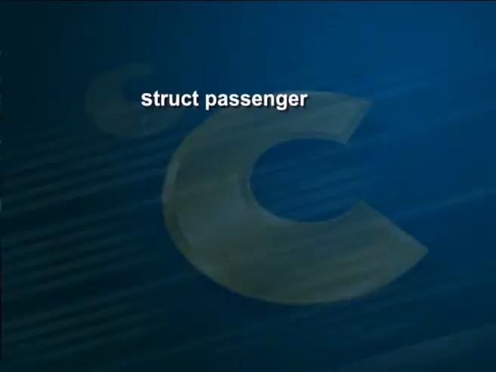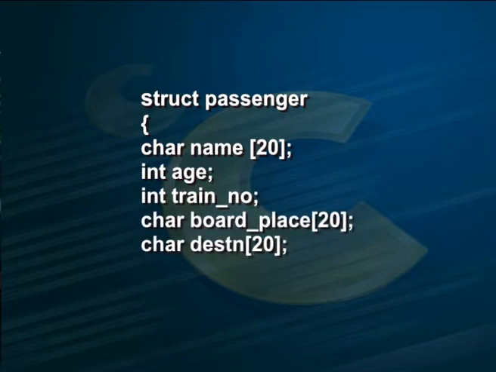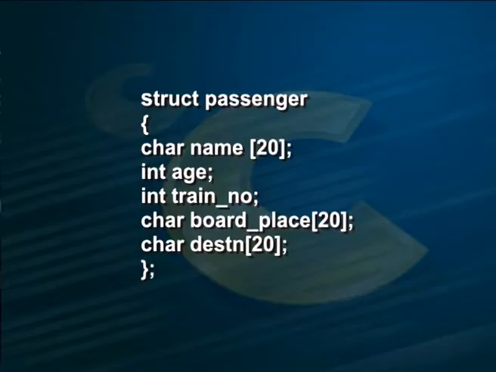For example, suppose we want to store data about a passenger which consists of passenger name a string, age an integer, train number an integer, boarding place a string and destination a string, and so on. Let us see the structure declaration now. struct passenger { char name[20]; int age; int train_number; char board_place[20]; char dstn[20]; }; The declaration uses passenger as a tag. Observe the semicolon after the closing brace. There are 5 members in this structure declaration.